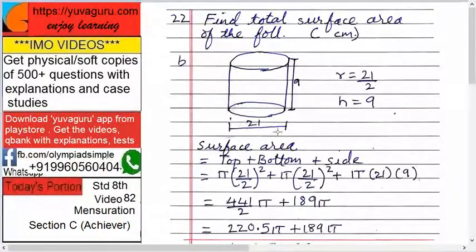Next, the surface area of the cylinder. What is given? Diameter is 21, height is 9. So we have to find the surface area. Radius equals d by 2, that is 21 by 2, and height is 9.